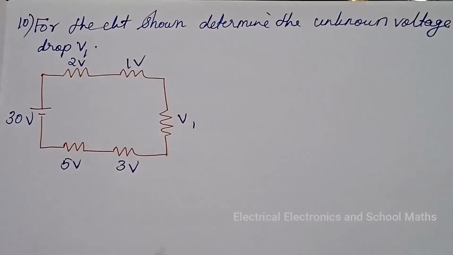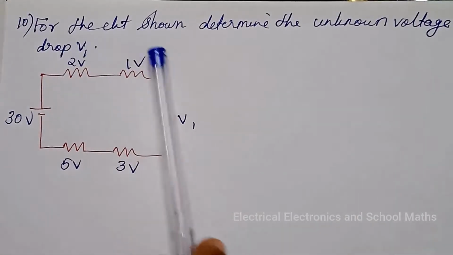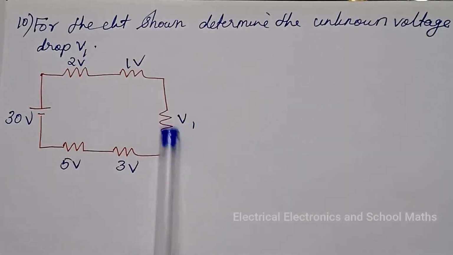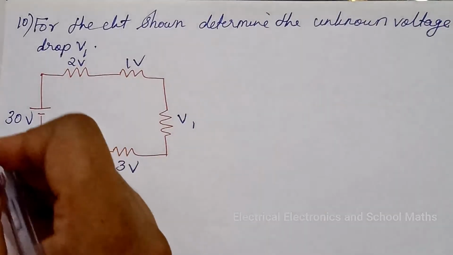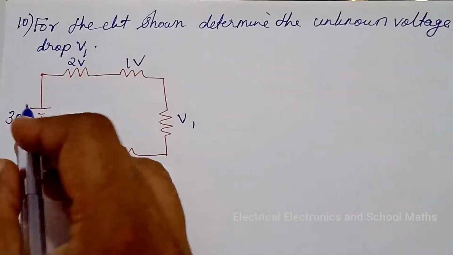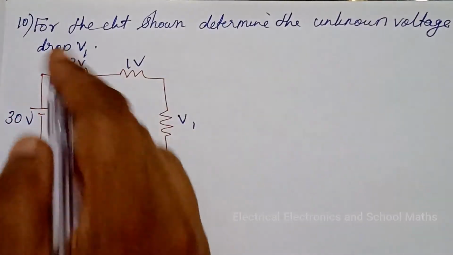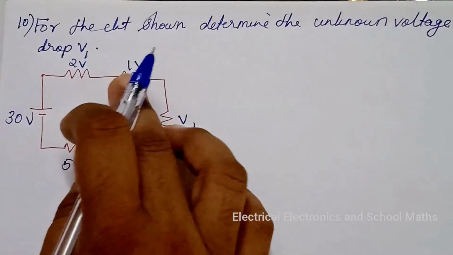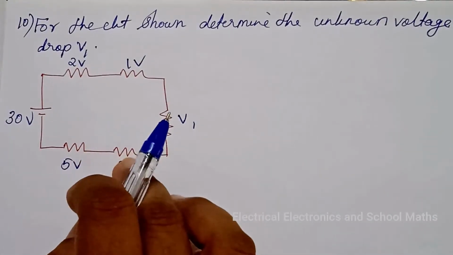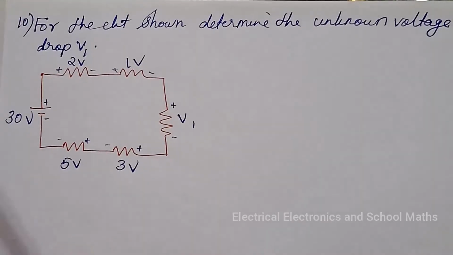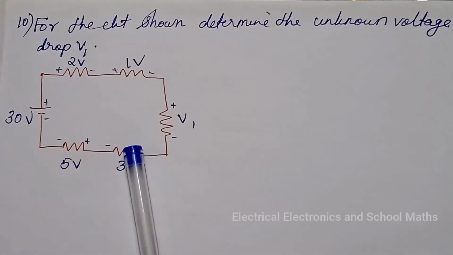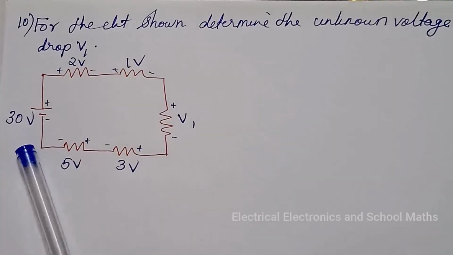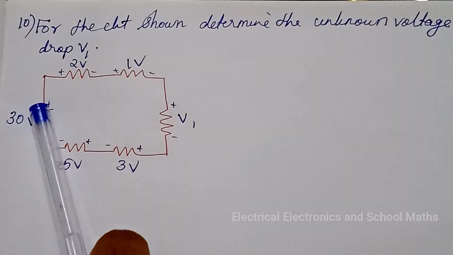Let us do a simple problem. For the circuit shown, determine the unknown voltage drop V1. Here there is a potential rise, and in the resistors potential drops are there. According to Kirchhoff's voltage law, the sum of potential drops is equal to the sum of potential rises.